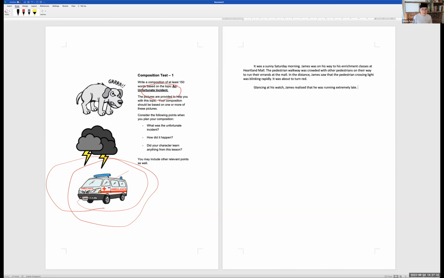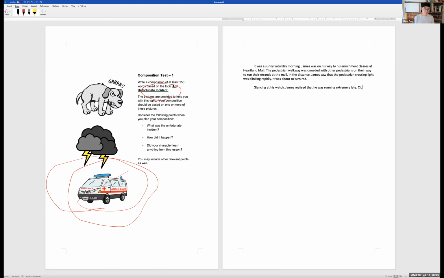Notice my tenses are all in the past tense, right? It was a sunny Saturday. James was on his way. The pedestrian walkway was crowded, right? James saw the pedestrian crossing light. It was about to turn red. Everything is in past tense. Never use present tense when you are writing a narrative. Okay, so it must all be in the past tense. Glancing at his watch, so you can begin with a verb in the ing form. Glancing at his watch, James realized that he was running extremely late, right?